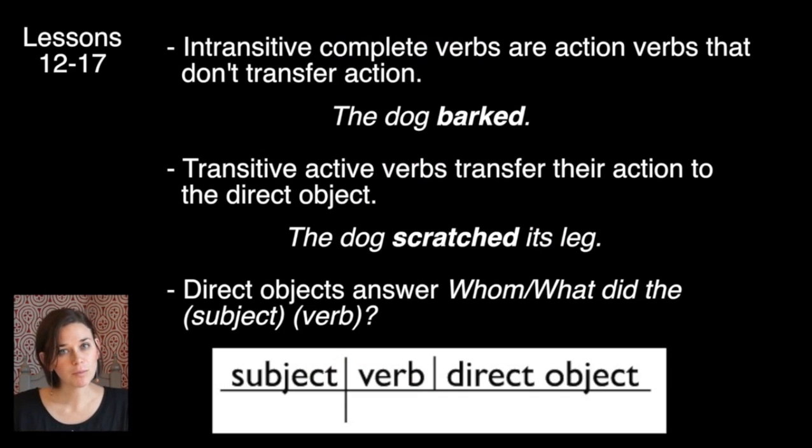You learned a little bit more about verbs, and that intransitive complete verbs are action verbs that do not transfer their action to anyone or anything. You learned that transitive active verbs do transfer their action to a receiver, and the receiver of that action is the direct object. Direct objects answer what or whom did the subject verb.